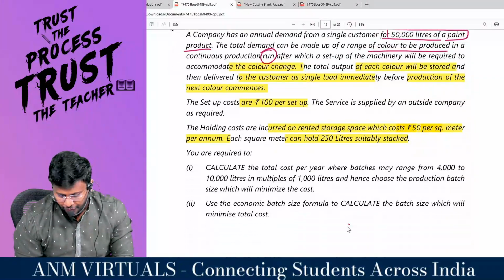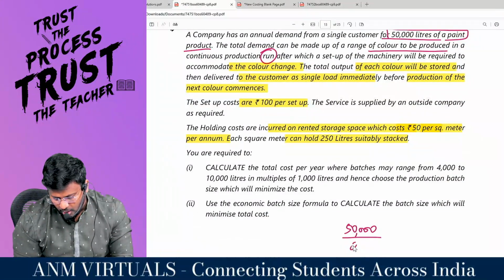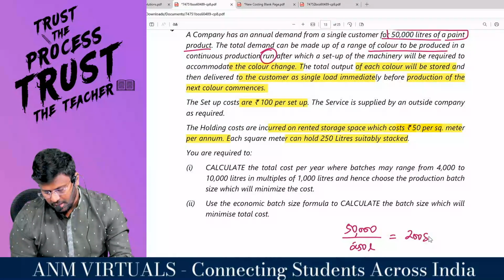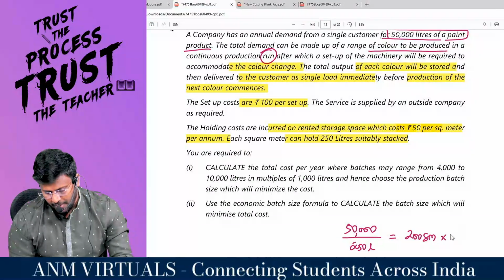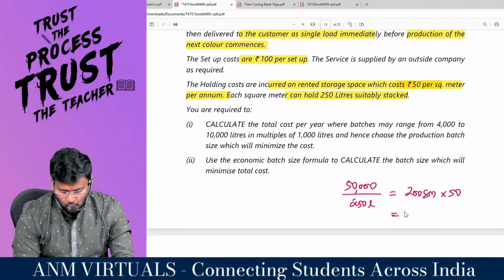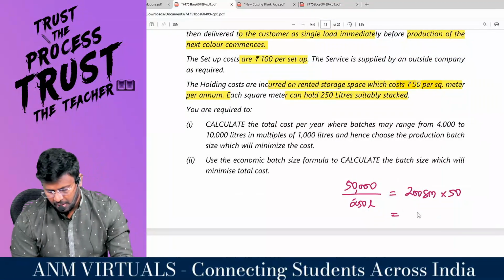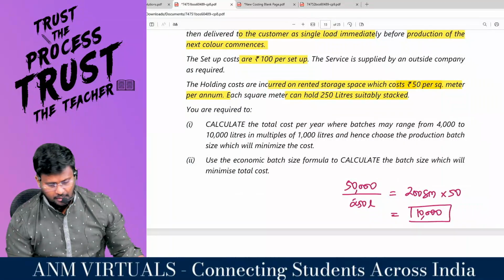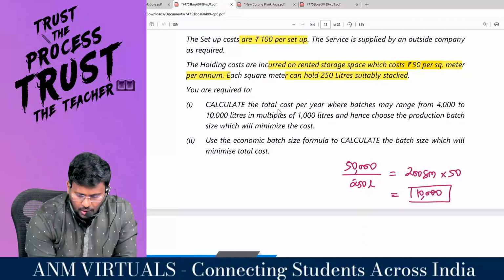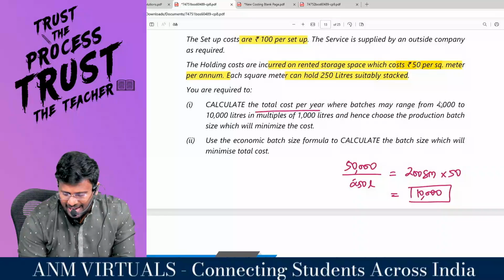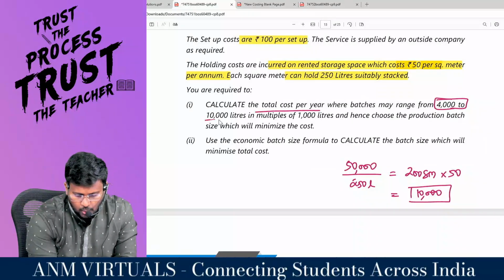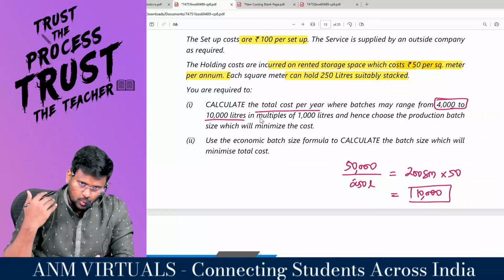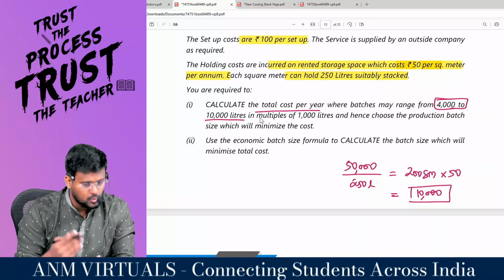Okay. So 50,000 divided by 250 liters comes to 200 square meters. For every square meter they are charging 50. So 200 into 50 comes to 10,000 is the total carrying cost for the entire 1 year. You are required to calculate the total cost per year, where batches may range from 4,000 to 10,000 liters. So one batch 4,000 liters. Then, sir, 5,000, 6,000, 7,000, 8,000, 9,000, 10,000.